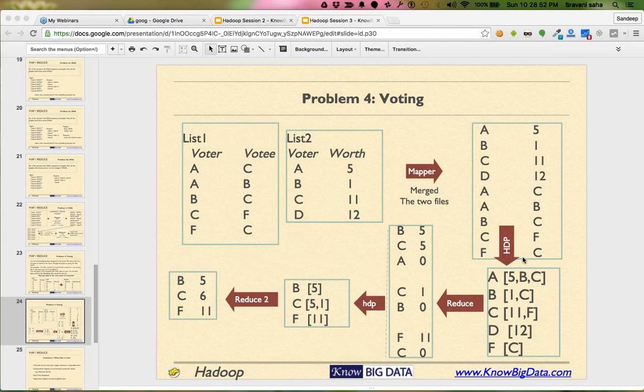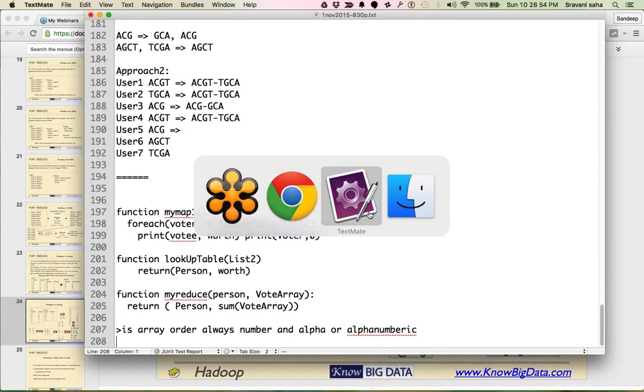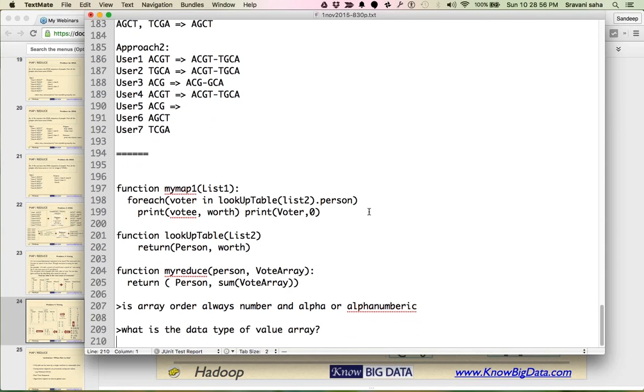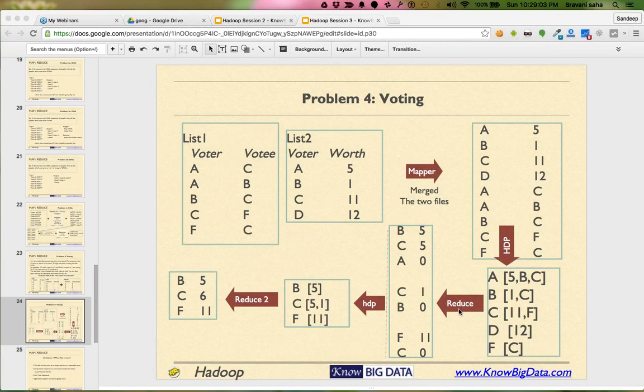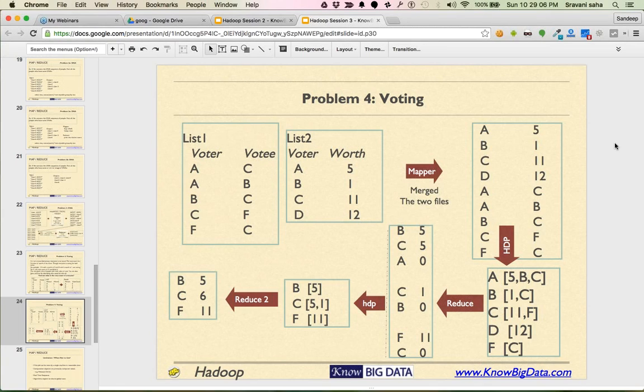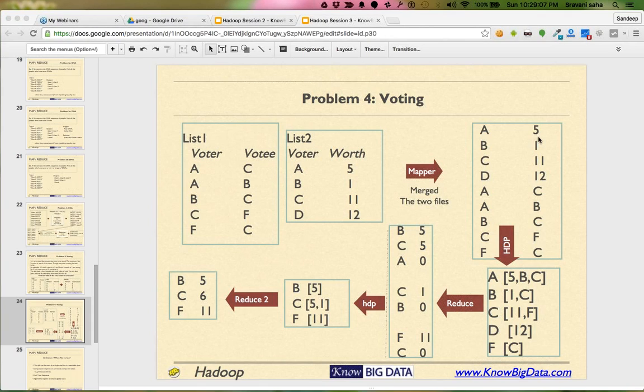Now, Veena's question is, what is the data type of the value array? Good, very good question. Here, while joining, let's keep the data type as a string, and in the reduce phase, we will parse their values. Okay, we will identify whether something is an integer or not, and then we will take this call.